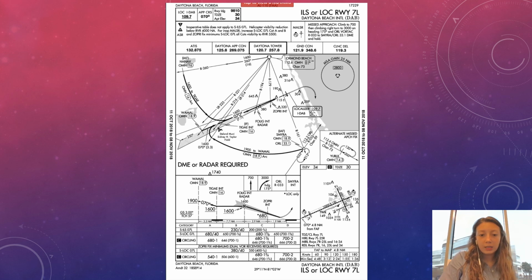So if you are doing ILS 7 left for category B, like most people do in the Cessna 172, you'll go down to a minimum of 230 feet. So again, once you're at that decision altitude, you have to go miss if you do not have a runway in sight, or final approach to landing, or runway environment in sight.